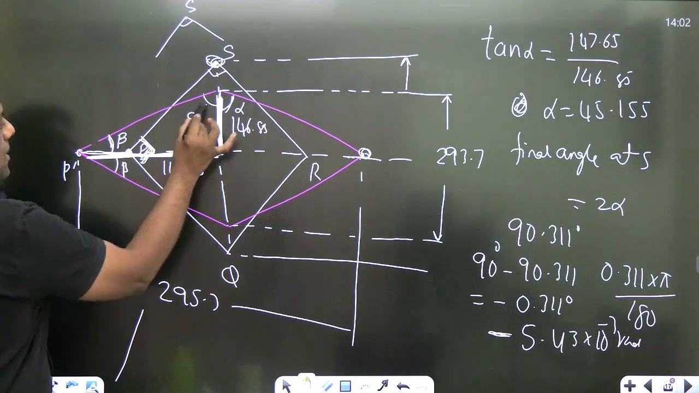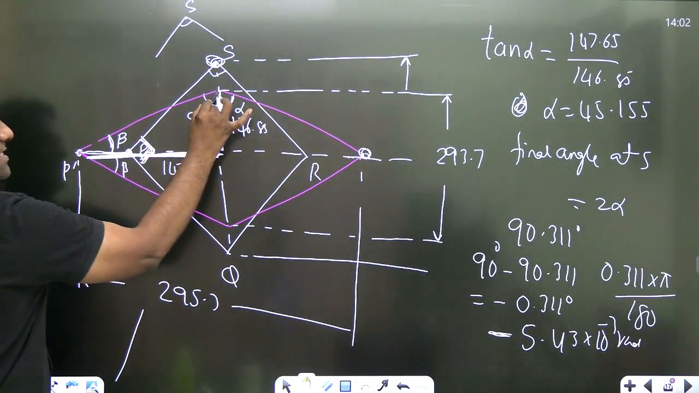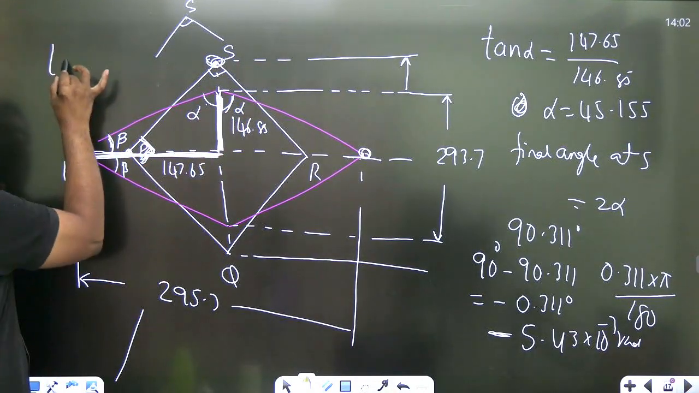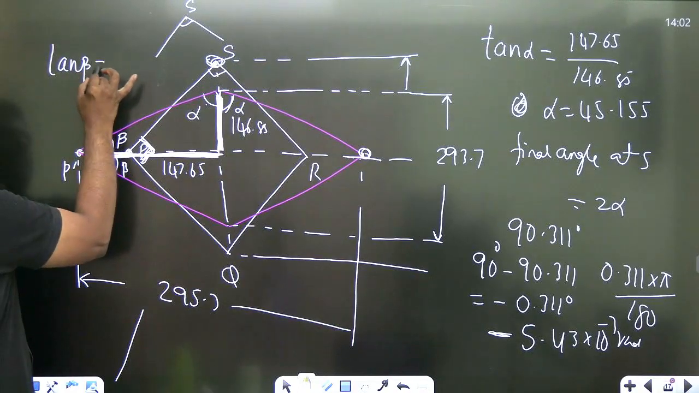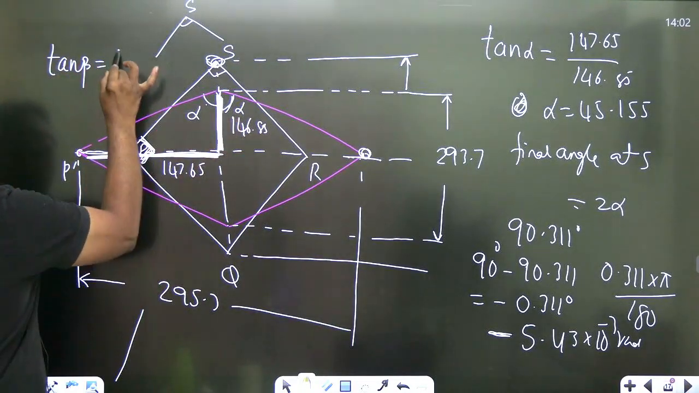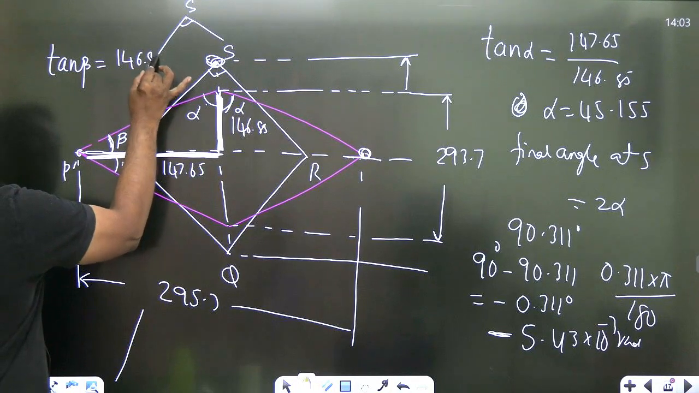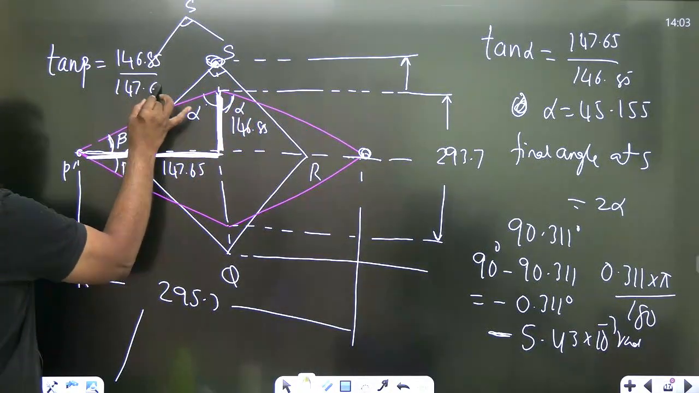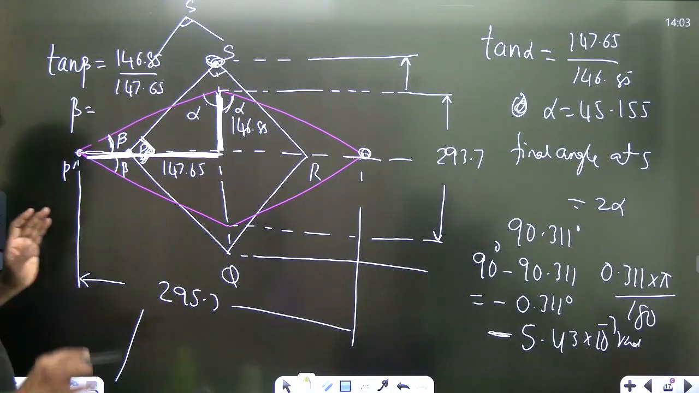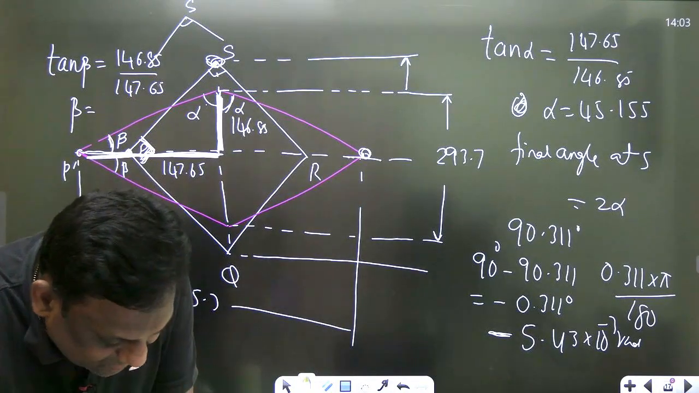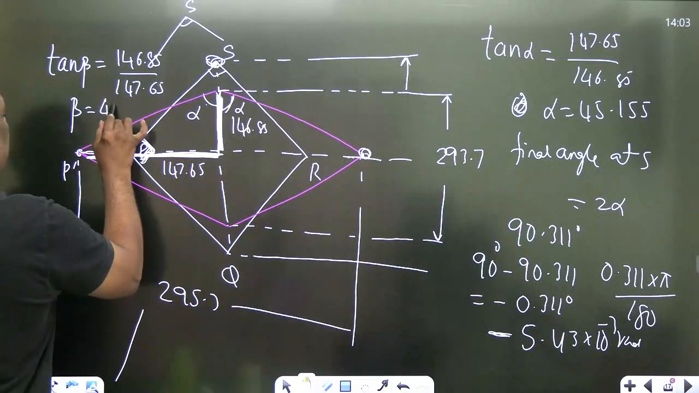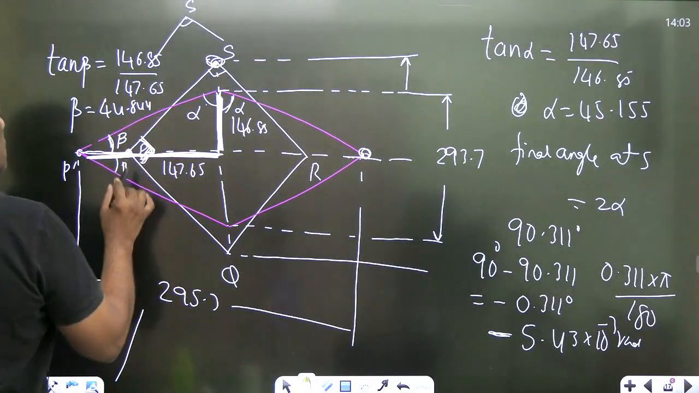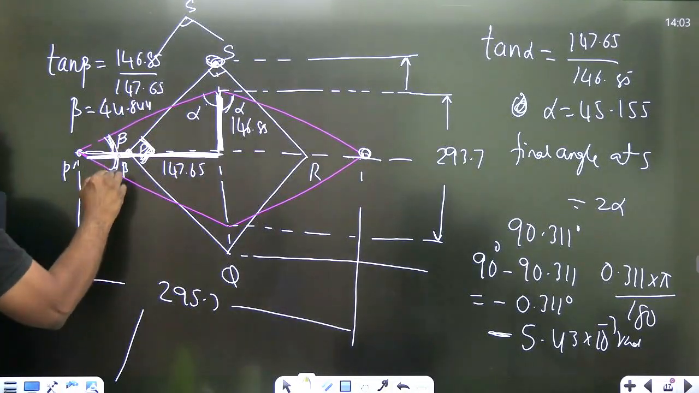Let me calculate beta. So tan beta is equal to, you take this triangle, this one, so tan of beta is equal to, dear students, tan beta is opposite 146.85 by adjacent 147.65. You are getting the value of beta as 44.844. Excellent, sirs. So what will be the total included angle at point P?